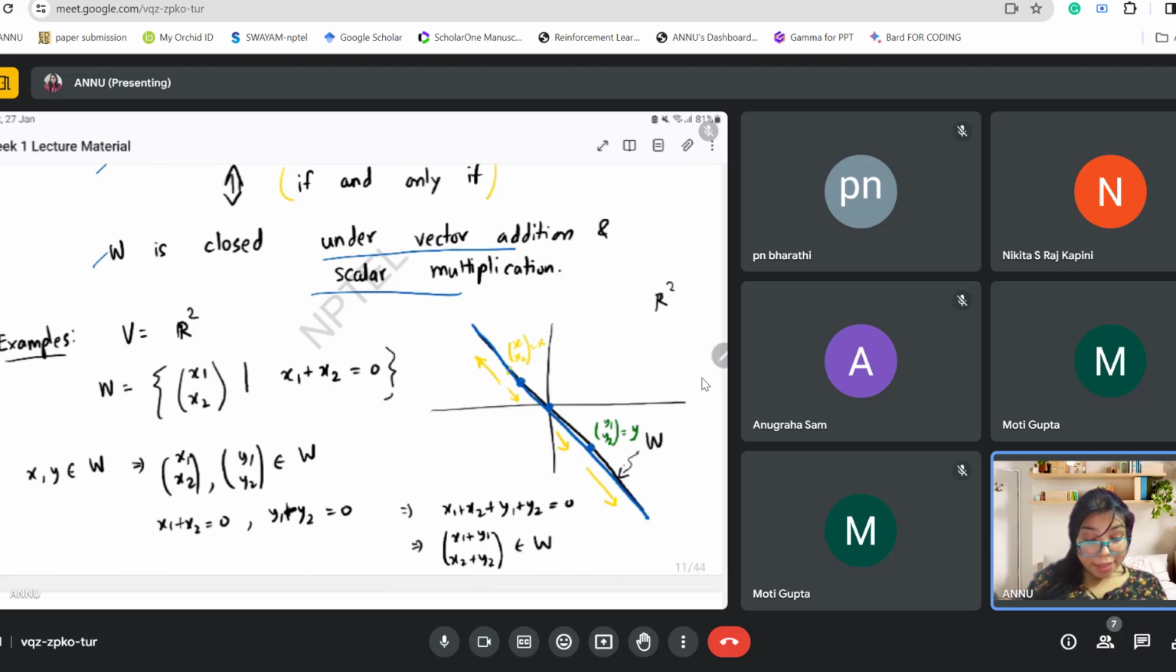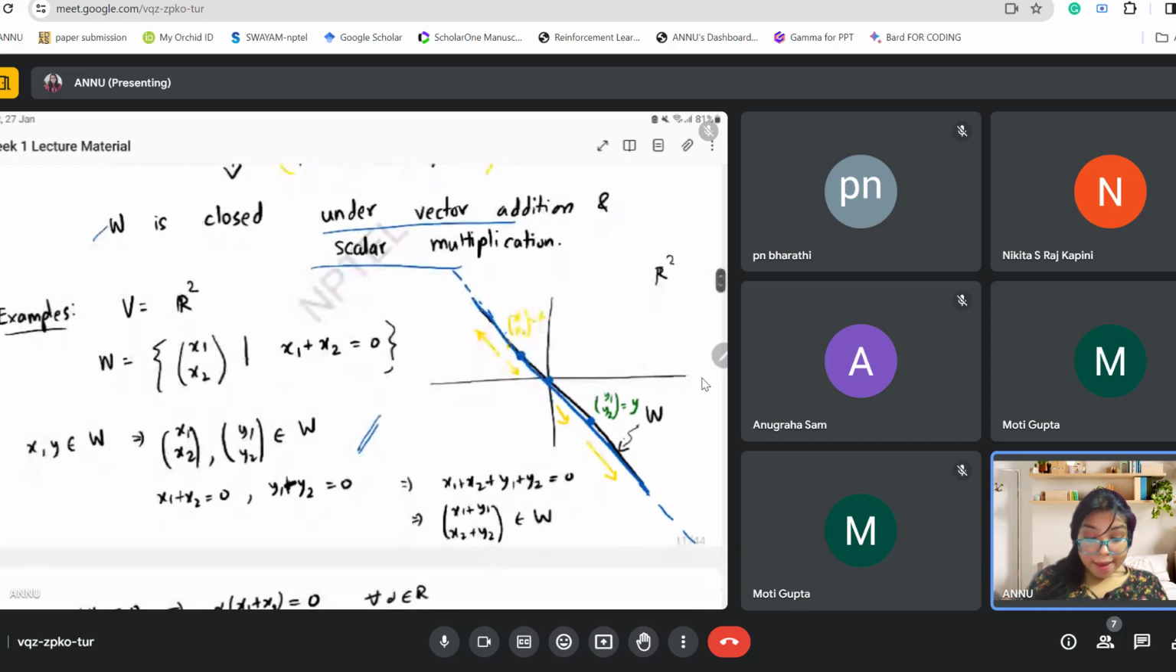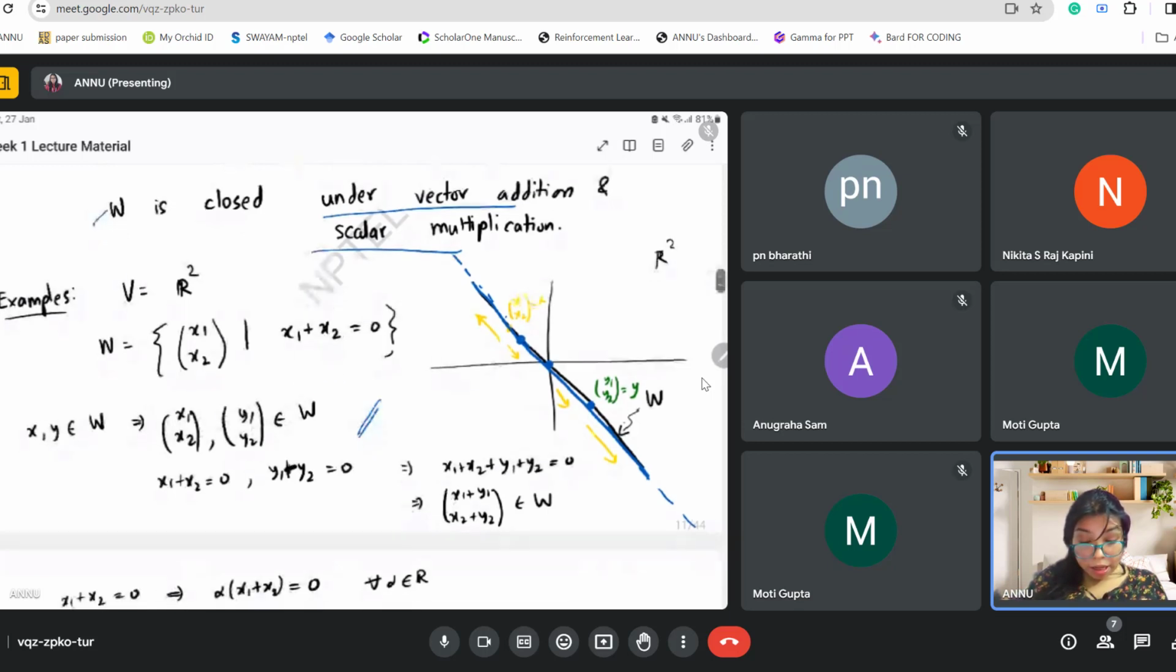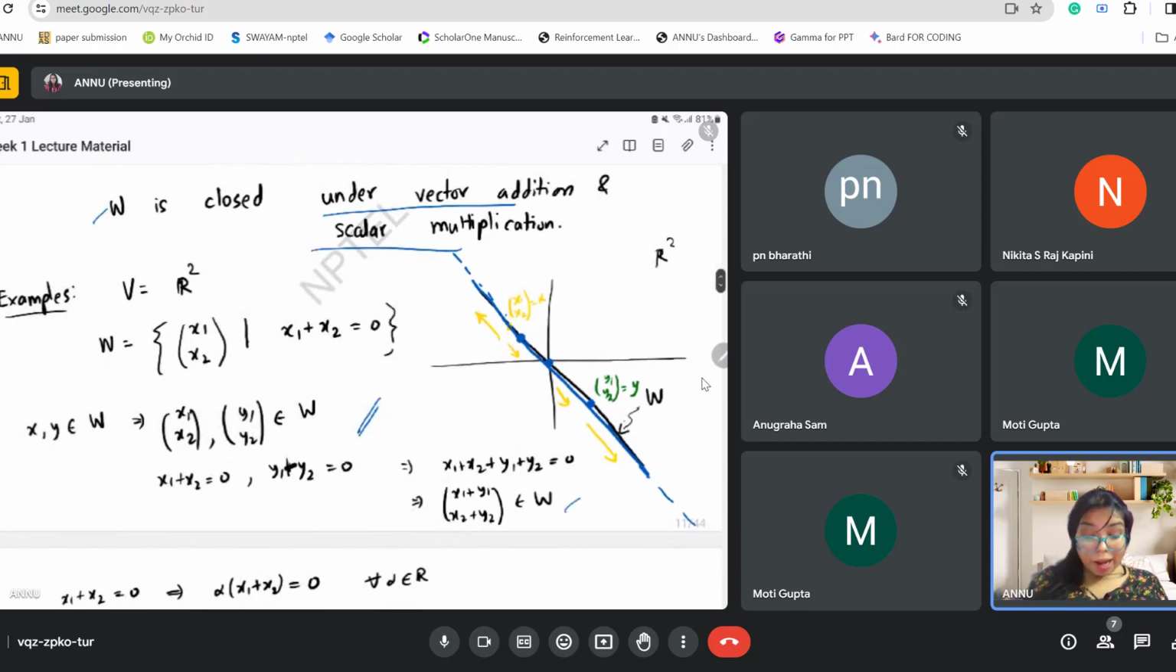Then if (x1, x2) and (y1, y2) are there, their sum is also there, because this is an infinite line. Then it is also a vector space. x1 plus x2 is equal to 0. This is the line that is going through the origin, or you can also say x plus y is equal to 0. So this is also following. Or else you can also verify by seeing this.